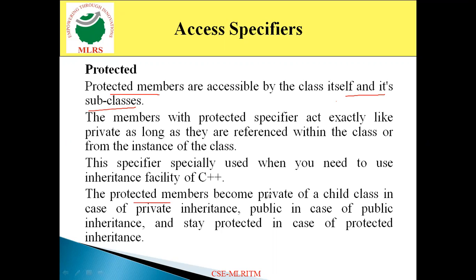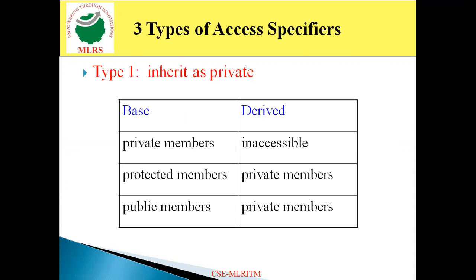private whenever the child class is derived in private inheritance. It will be public when the child class is derived in public inheritance. It will be protected when the child class is derived in protected inheritance. So based on the type of derivation, the protected access specifier may act as either private, protected, or public. So totally we have three access specifiers: protected, private, and public.